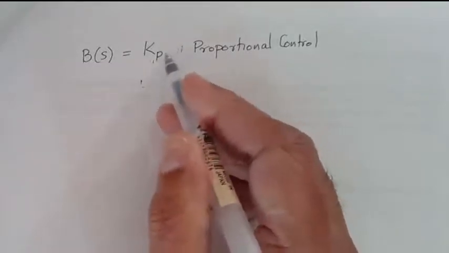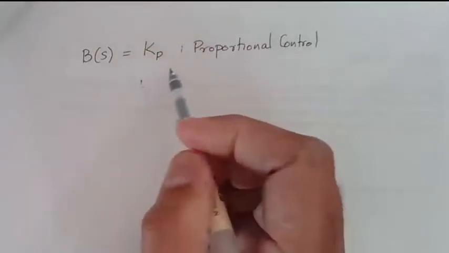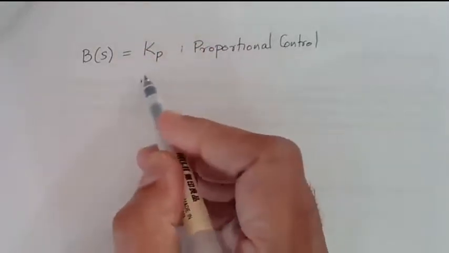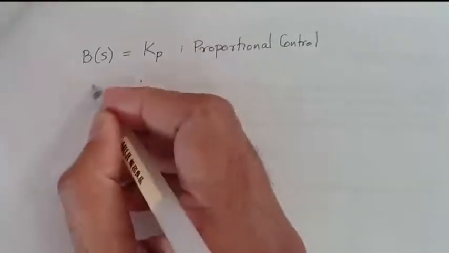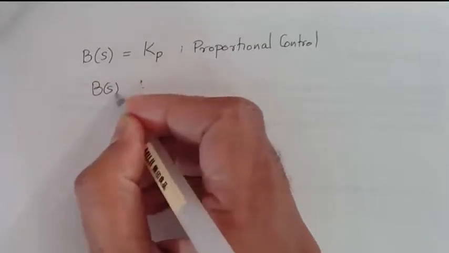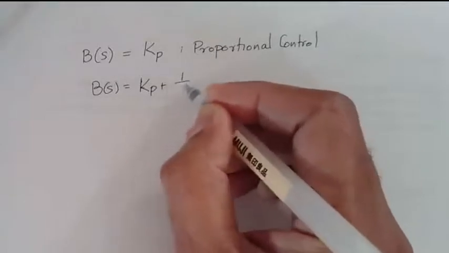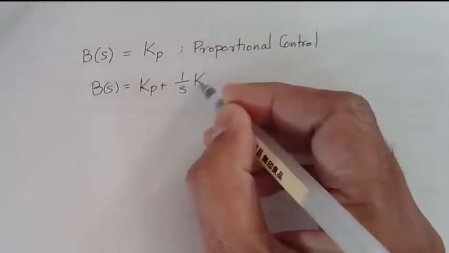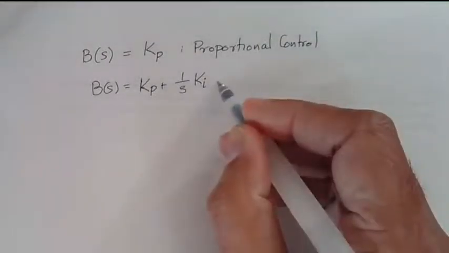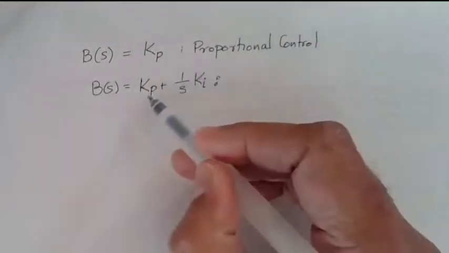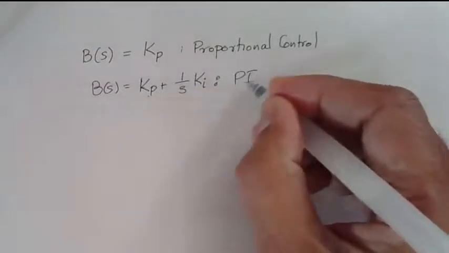Now, what does an integral do? If you remember the properties of the Laplace transform, an integral in the time domain corresponds to multiplication by 1 over s in the frequency domain. So in that case, B of S becomes this proportional term plus 1 over s times, you want to put a gain here, this integral term. This is generally called a proportional integral controller, and it's just generally called a PI controller.